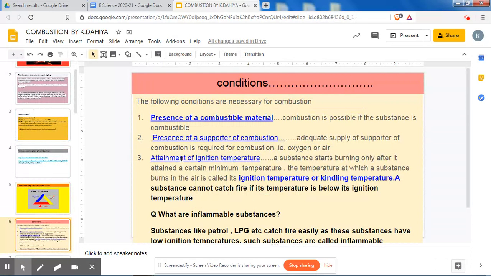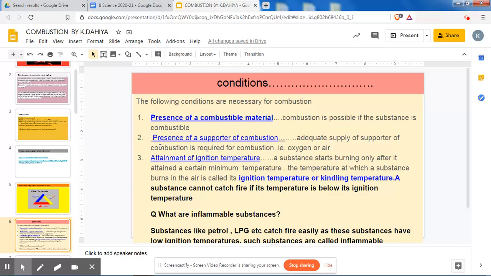Now we are taking the conditions required for a substance to burn. First is the presence of a combustible material. Combustion is possible if the substance is combustible. Second is the presence of a supporter of combustion. An adequate supply of a supporter of combustion is required for combustion, that is oxygen or air. Third is attainment of ignition temperature.